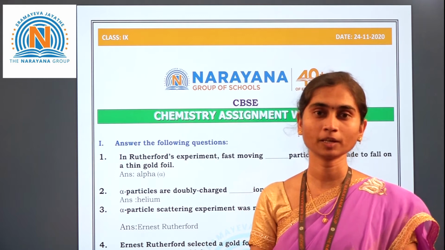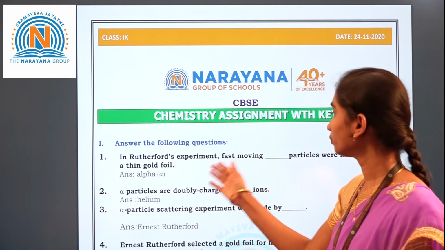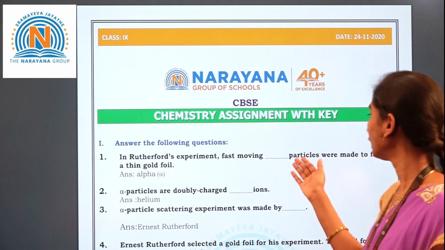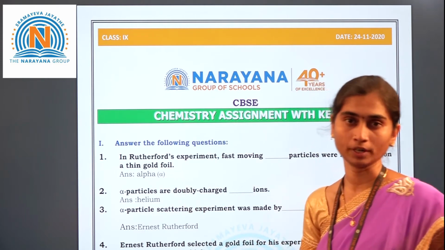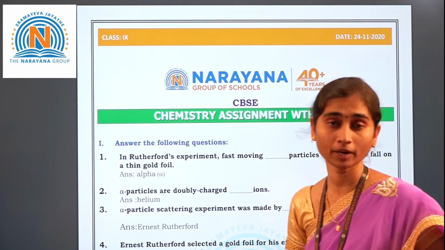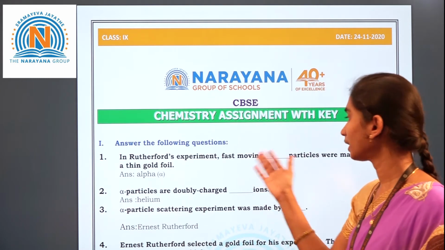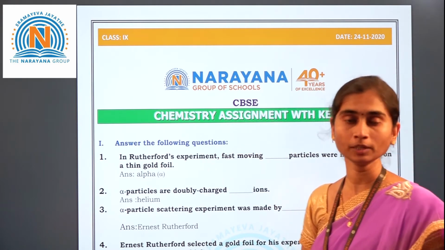Let us see today's assignment based on the structure of atom. The first question: in Rutherford's experiment, fast moving dash particles were made to fall on a thin gold foil. So what are the fast moving particles here? Alpha particles. The fast moving alpha particles were made to fall on a thin gold foil.